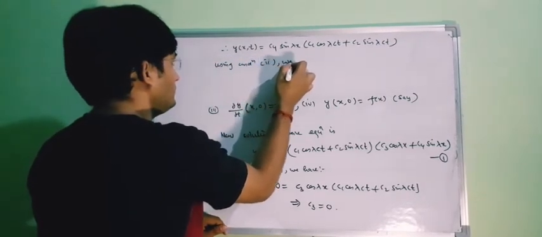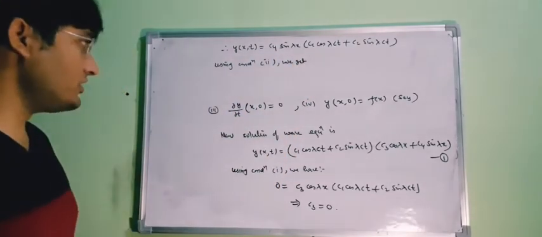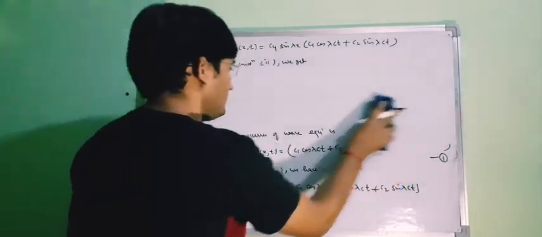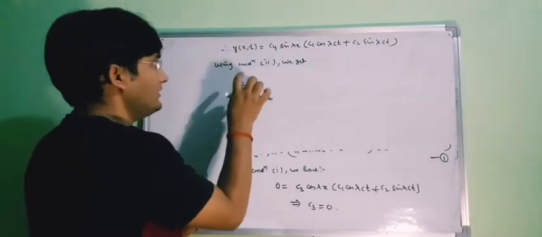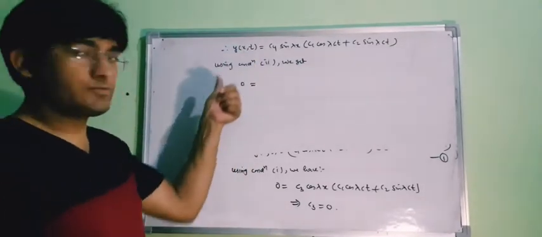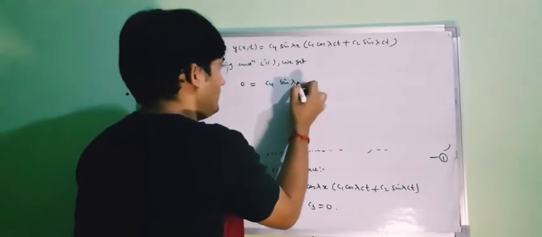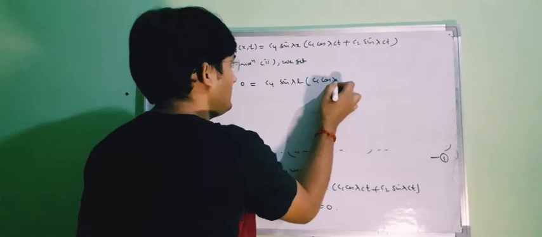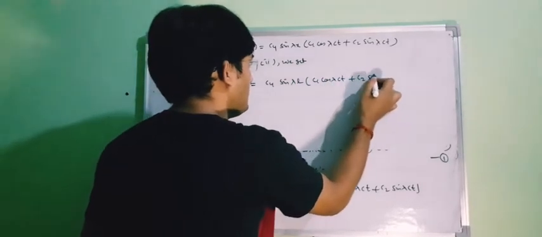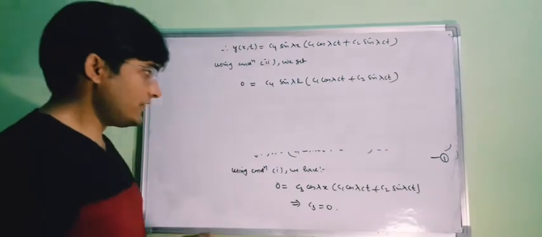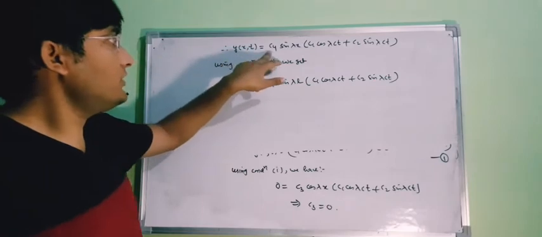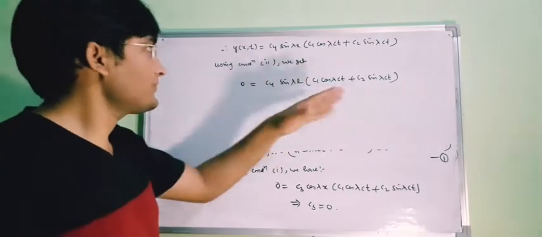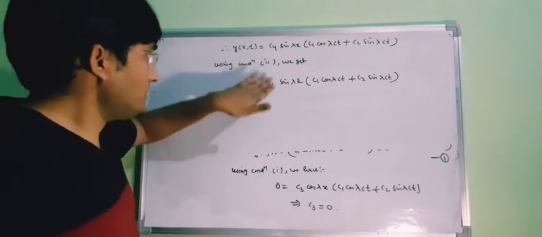we get, condition 2 was when your length is L, again your displacement will be 0. Now if your x is L, then we will have c4 sin lambda L into (c1 cos lambda ct plus c2 sin lambda ct). Now please note that this c4 cannot be 0, because if c4 is 0, then your displacement will be 0 for any t or for any x. So this c4 cannot be 0.